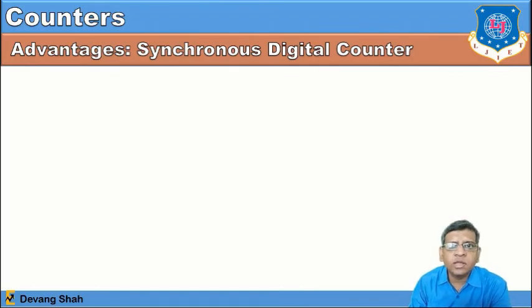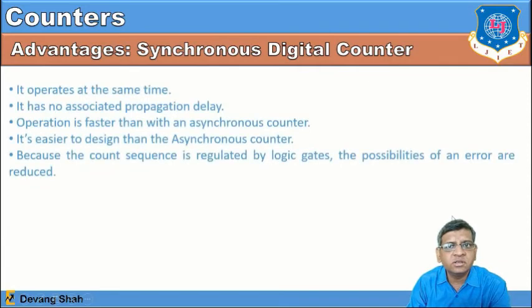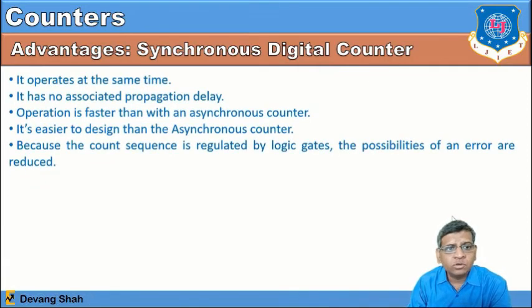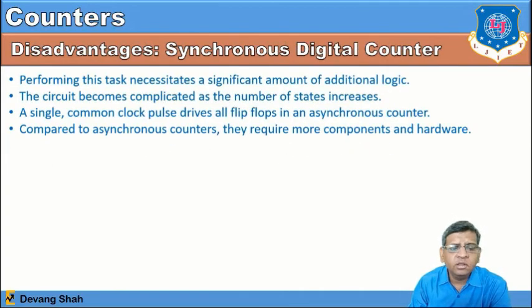Right now, in this case, you can discuss the advantages of the synchronous digital counter, where it operates at the same time because the clock signal is the same. It has no associated propagation delay because the clock is coming in simultaneously, so the propagation delay is obviously very less. Operation is faster than with the asynchronous counter. It's easier to design than the asynchronous counter, and because the count sequence is regulated by logic gates, the possibilities of error are reduced. So this is what the advantage is.